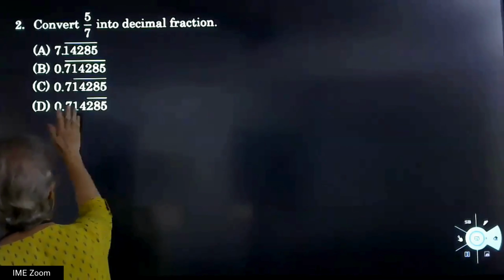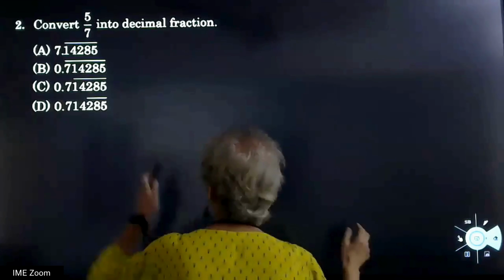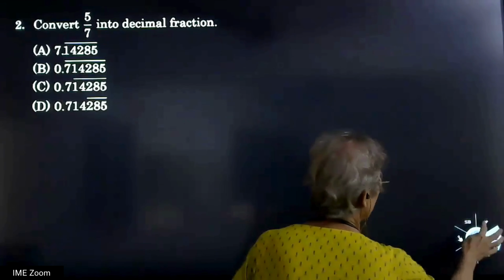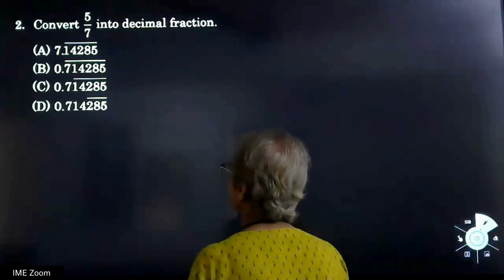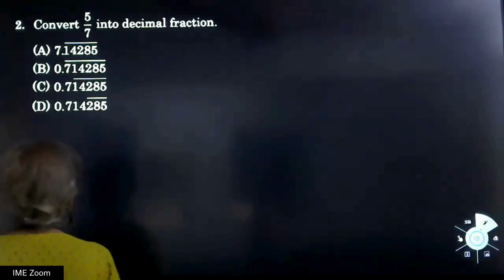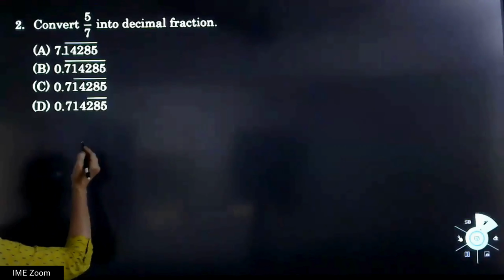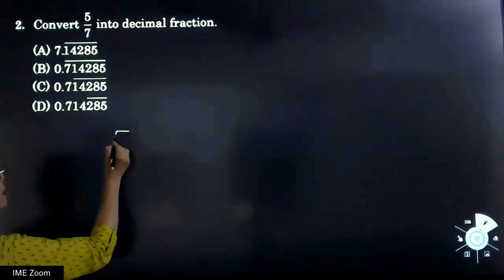In the answers, some bars are given on these numbers. So what are they? Let us see now. Let us divide this 5 by 7. So we will do the actual division. It is a lengthy process.